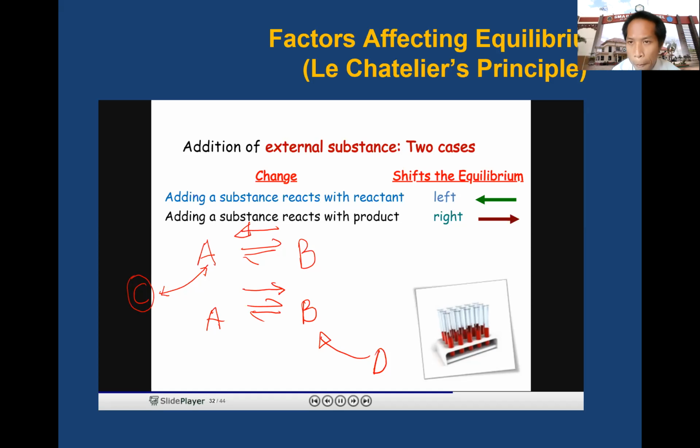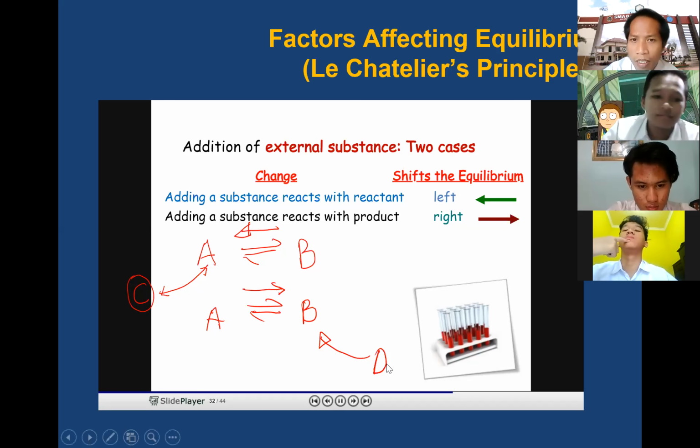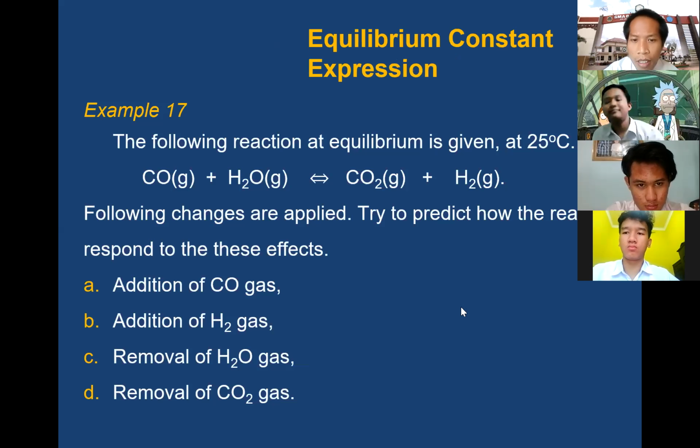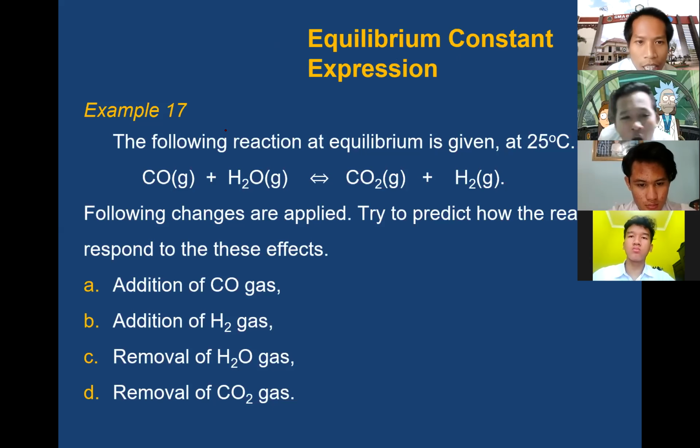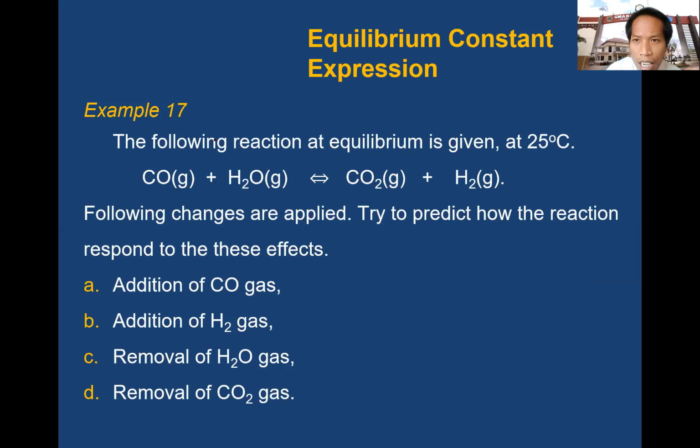Any other question? It's clear? All right. Clear, sir. Okay, let's move. Now this example here. Okay, let's solve together the example here. The following reaction is at equilibrium: CO, H2O, CO2, H2. The following changes are applied. Try to predict how the reaction responds to this effect. I mean, will it shift to the left or to the right.